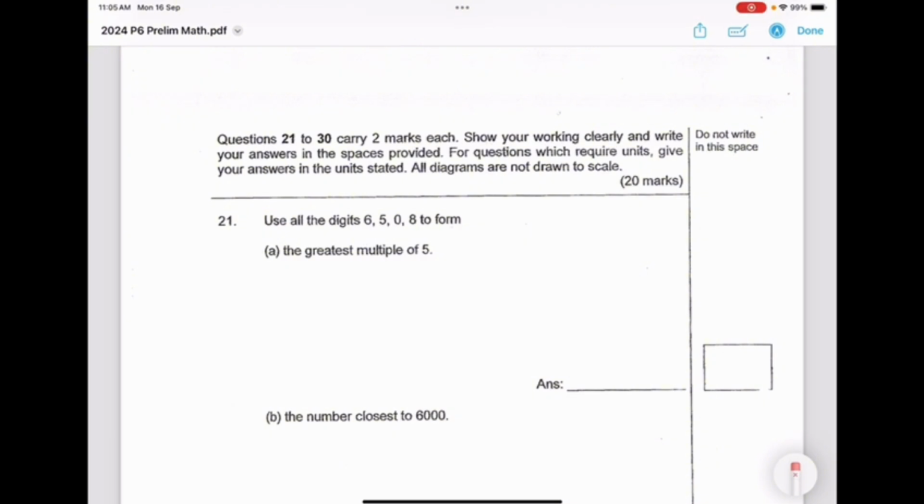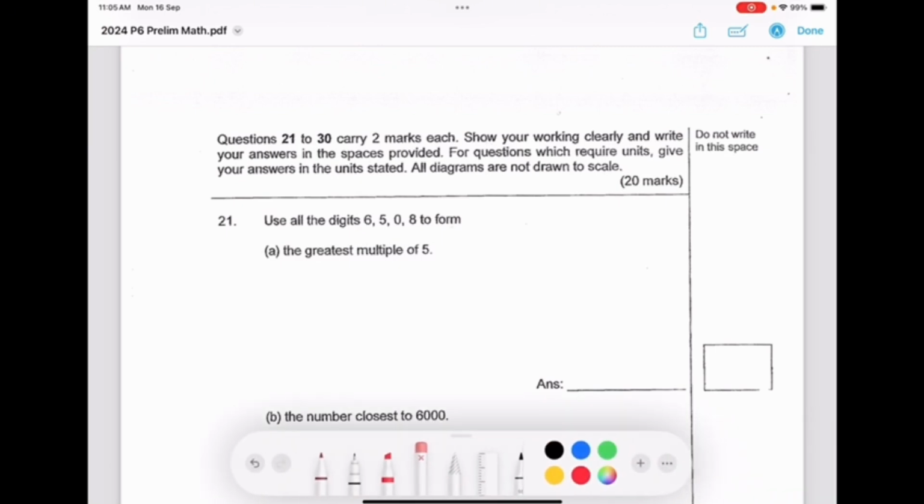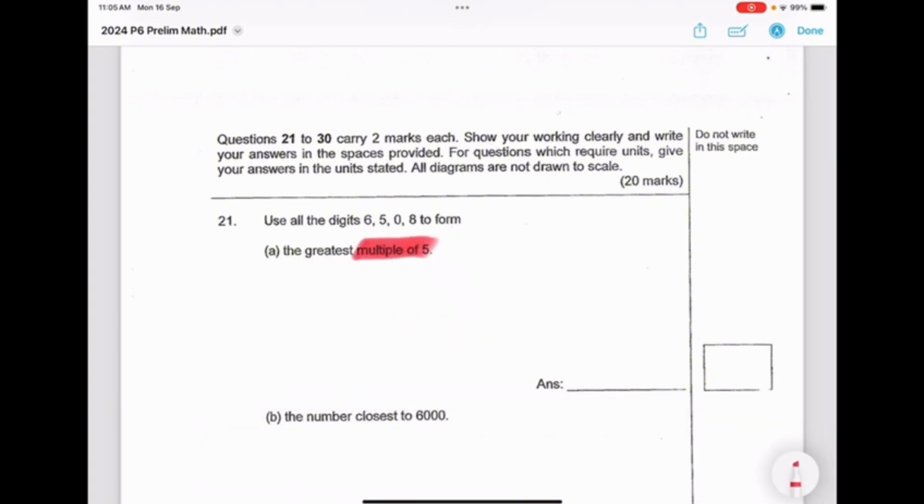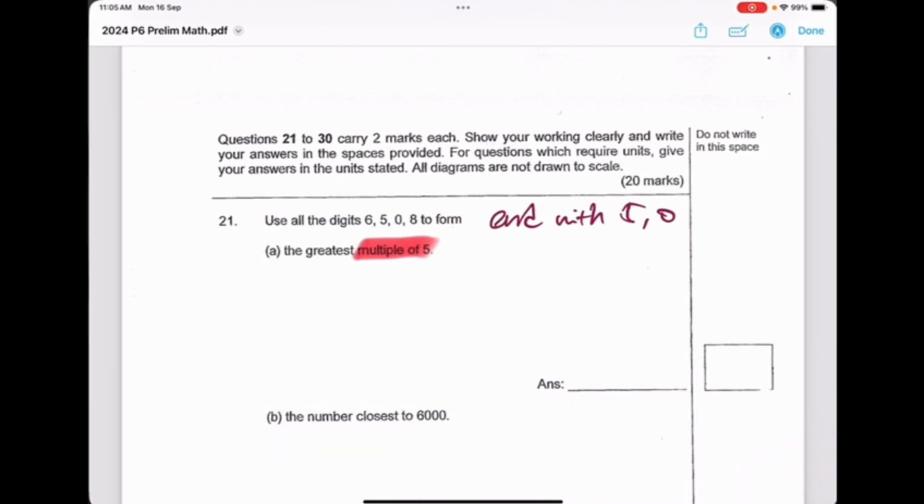It says, use all the digits 6508 to form part A, the greatest multiple of 5. First thing I want to understand is that a multiple of 5 will always end with 5 or 0. It will not end with any other number. From here, I immediately know that my number will either end with 5 or 0. Now, moving on to the next part, I want to divert our attention to this word greatest.